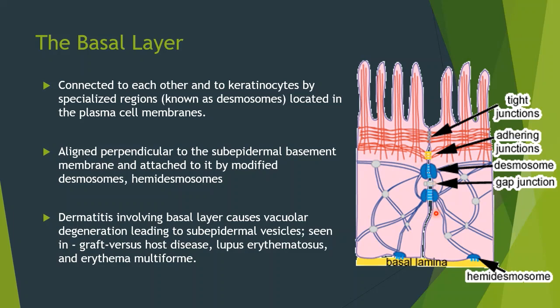And dermatitis involving the basal cell layer causes vacuolar degeneration leading to subepidermal vesicles or subepidermal bulla, as seen in graft versus host disease or lupus erythematosus or erythema multiforme.